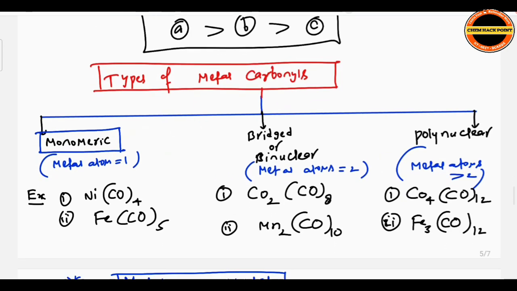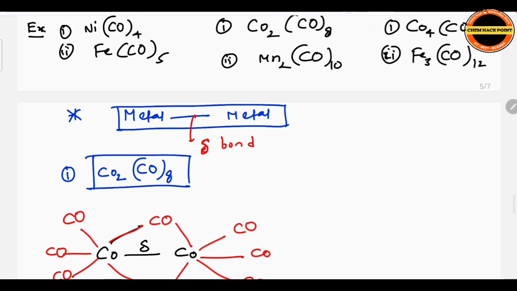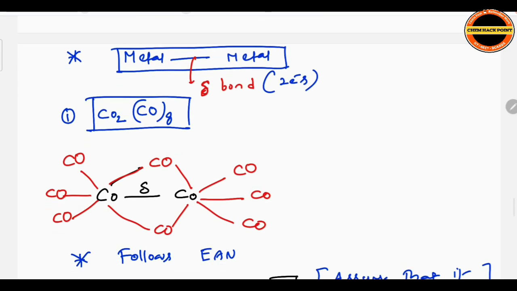Next, types of metal carbonyls. There are three types: monomeric, bridged or binuclear, and polynuclear compounds. Monomeric means one metal atom, binuclear means two metal atoms, polynuclear means more than two metal atoms. Wherever there is a metal-metal bond, we might call it a sigma bond, since a bond means two electrons. Sorry, the metal-metal bond is a delta bond, not a sigma bond.